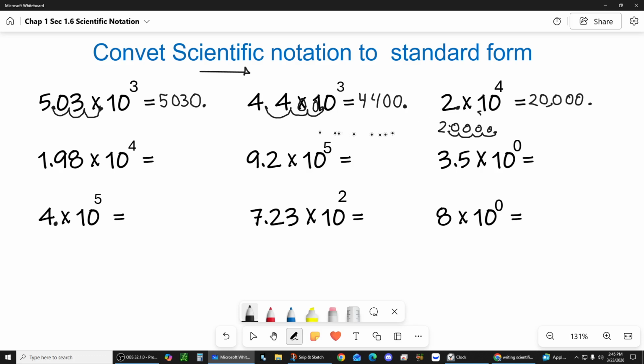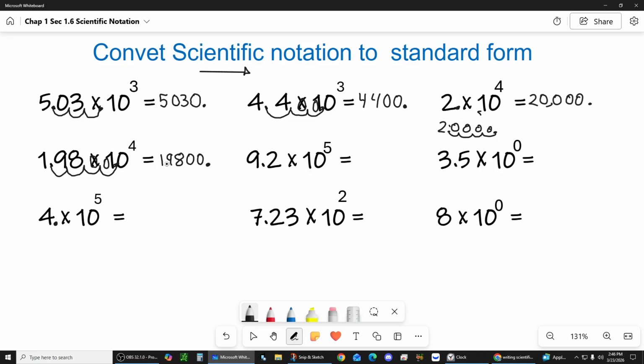Let's do another one. Now, for this one, we're moving the decimal point 4 units to the right. So that's where the decimal point is located. So I'm going to move it, count the units, 1, 2, 3, and 4. These empty places, you're going to put 0. Okay? So now I'm going to write 198 and then 2 zeros, 1 and 2. And then I'm going to put the decimal point.